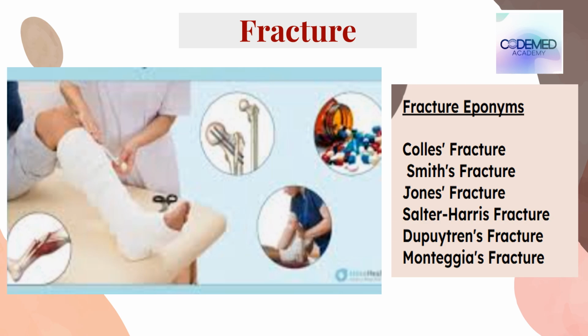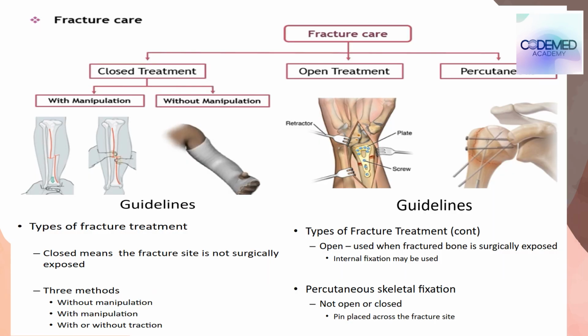As far as fracture care, you must know the different eponyms used for fractures: the Colles' fracture, the Smith fracture, Jones fracture, Salter-Harris fracture, and Monteggia's fracture. These are the eponyms. You can just Google them and find out where you see these particular fractures, because sometimes in the anatomy section they may ask where you find a Colles' fracture, or where you find a Salter-Harris fracture. Now the first important topic is fracture care.